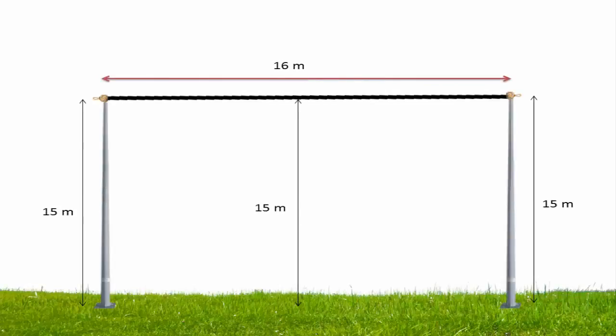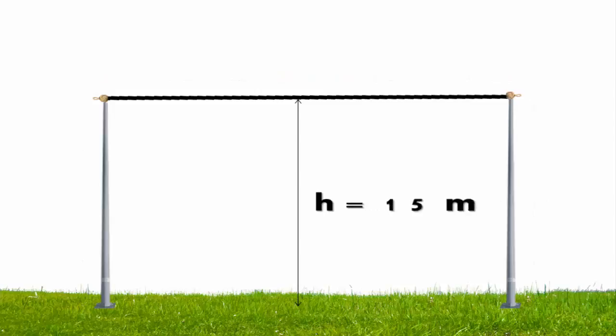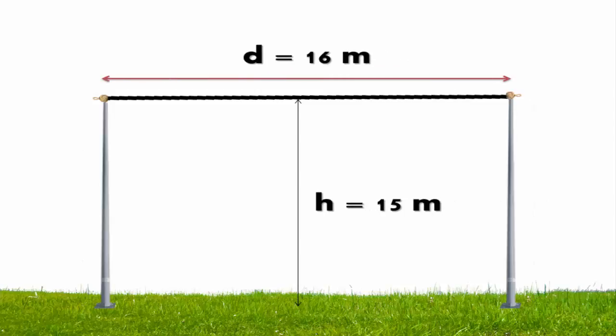Consider the initial position of the cable to be straight. The length of the cable is 16 meters and hence the distance between the two poles is 16 meters. And the height of the center of the cable from the earth is 15 meters. So we have the two parameters: d is equal to 16 meters and h is equal to 15 meters.